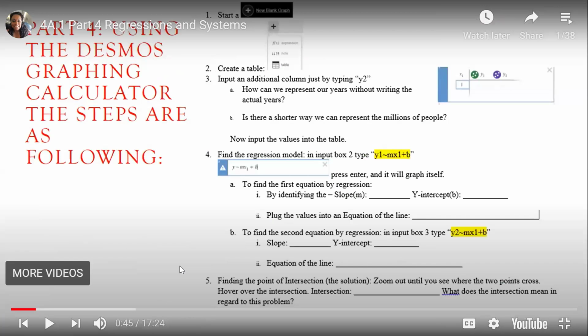So in Desmos, we're going to create a table, which we've done before. The new thing here is, though, in our table, we're going to add a second column. To add a second column, you simply just have to click and type Y2. So I'm going to type Y2 and then input the values. We already know that the first rule, our model regression, is Y1 tilde MX1 plus B, right? This time now, because we have a second Y, we have to use Y2 as well, all right?